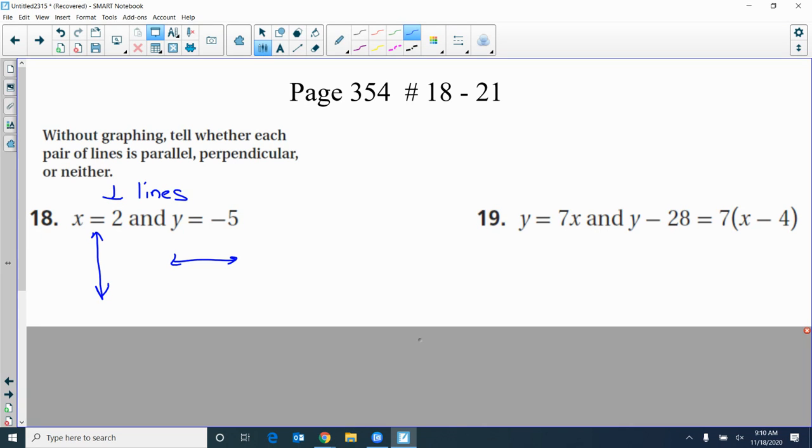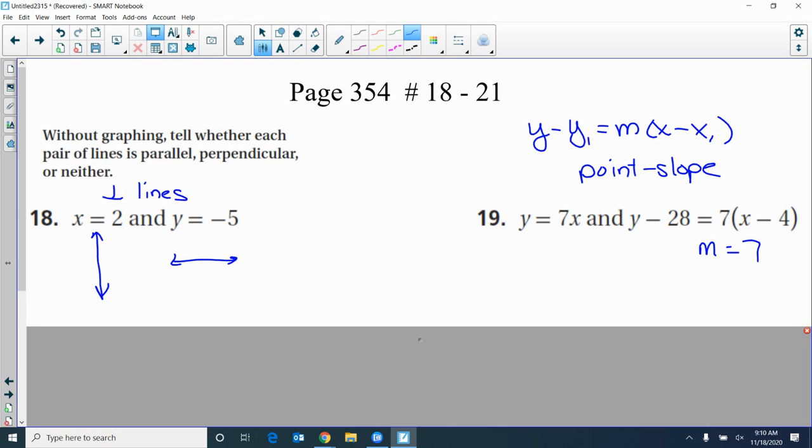Now, number 19. This is in slope-intercept form. If you have a problem, remember y minus y1 equals m times x minus x1 is point slope form. If you have something that looks like this, you don't necessarily need to get y by itself, because in this form, what is our slope? It's that 7. You can go through the steps and get y by itself, but you don't have to. So this has a slope of 7.